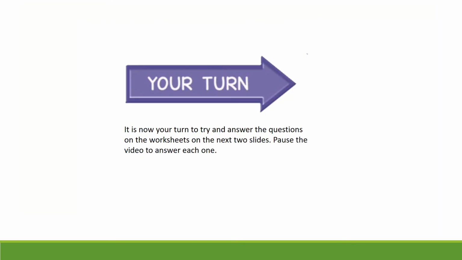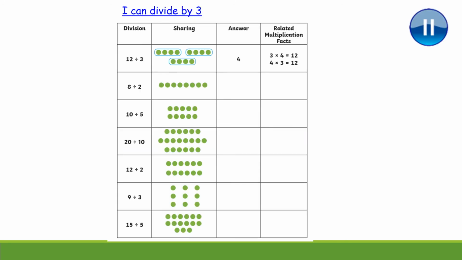It is now your turn to try and answer the questions on the worksheets on the next 2 slides. Pause the video to answer each one. Pause the video here to answer the questions on this worksheet, and you can see in the first one the example has been done for you. So 12 divided by 3, and you can see the counters, they have divided them into 3 equal groups, and in each group the answer is 4.